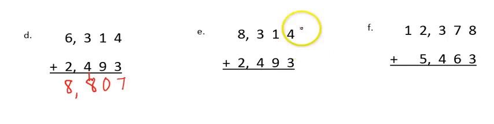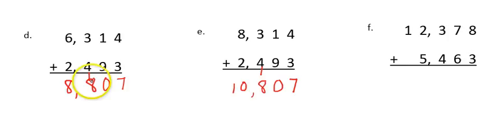Let's move to the next problem. Again, I have 4 plus 3, which is 7. 110 plus 910 would be 10 tens. So again, I'll put the 1 here and the 0 below. 3 plus 4 plus 1 is 8. And 8 plus 2 is 10. That answer is 10,807. And the last problem, I have 8 plus 3, which is 11.